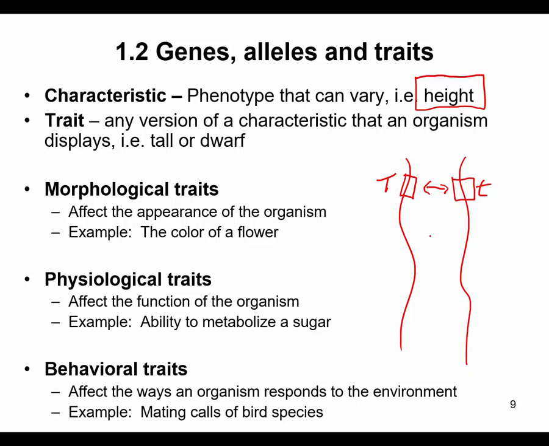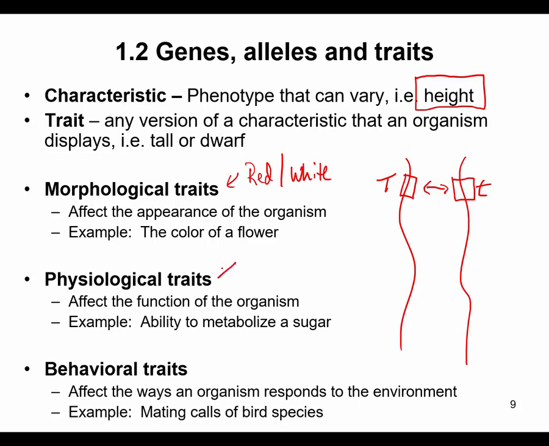We have different types of traits. We have morphological traits. These are the kind of traits that you think about. Is it a red flower or a white flower? These are morphological traits. We have physiological traits. This is basically, do you have the enzyme or not? And it doesn't always have to be an enzyme either. It could be a particular cell with a particular cell surface protein.